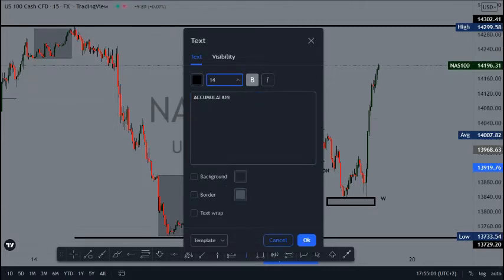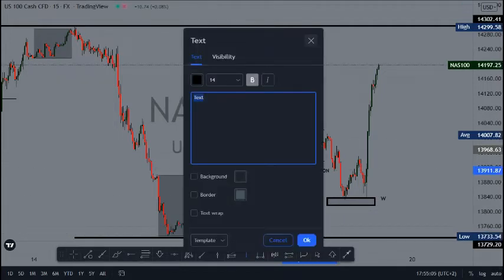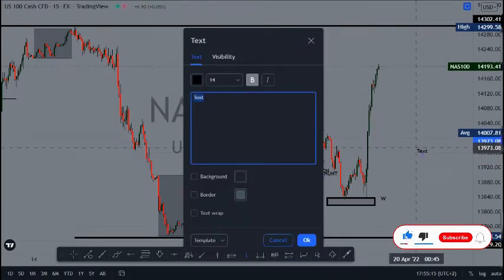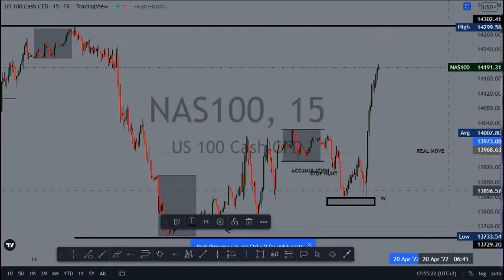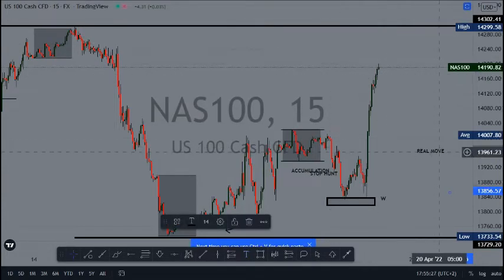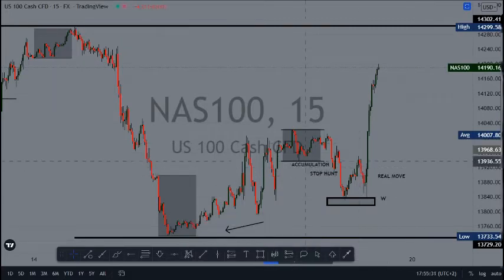Let me put it in some smaller words so it can be a bit smaller. We have our accumulation, then we have our stop hunt, and then we have the real move. So let's see how we identify where the stop hunt is, where the accumulation is, and where the real move is.